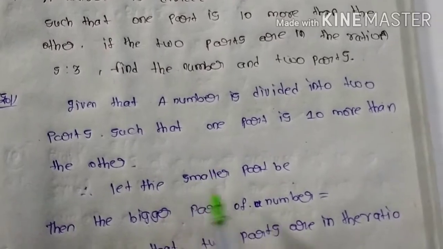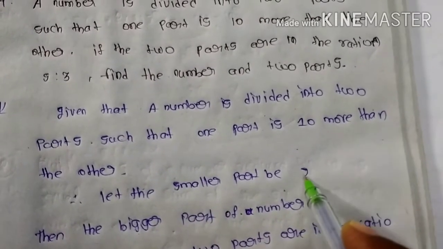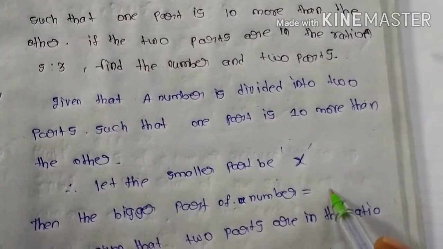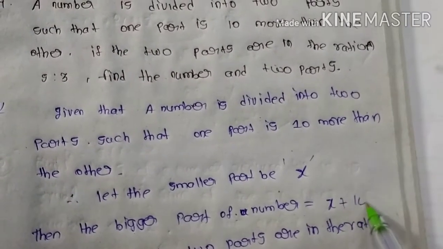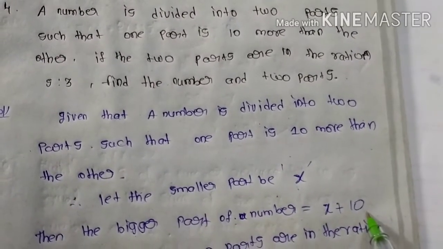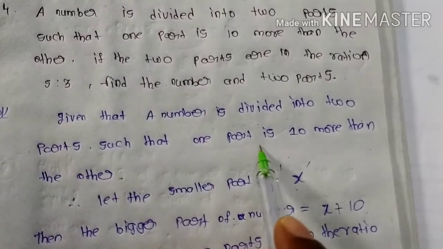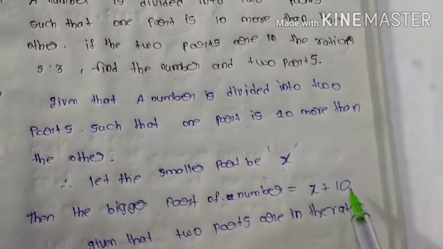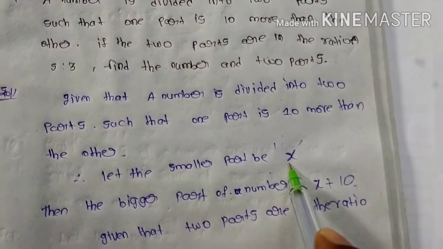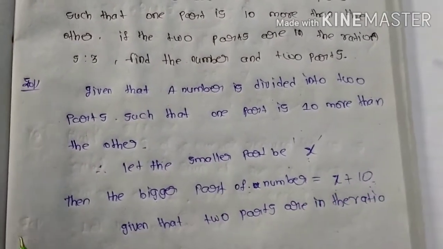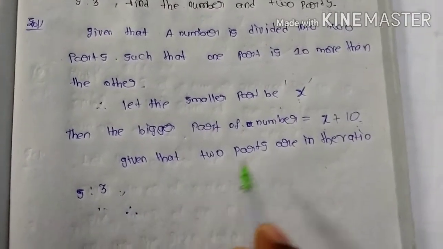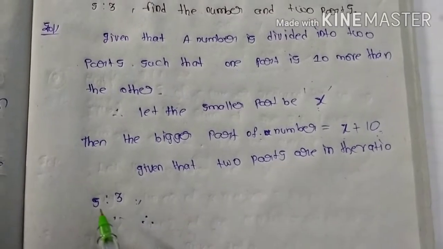So I am taking the smaller part as x. Then the bigger part of the number will become x plus 10. What is the difference between these two numbers? Only 10, as mentioned: one part is 10 more than the other. So one part is x, and the other part will be x plus 10. It is given that the two parts are in the ratio 5:3.